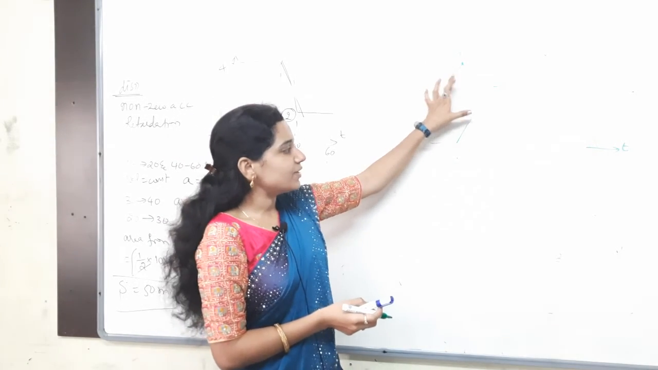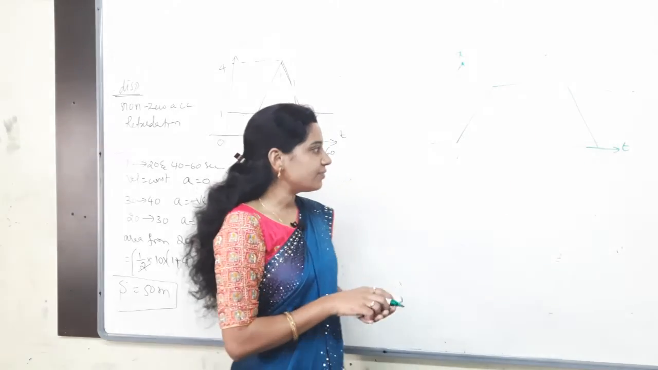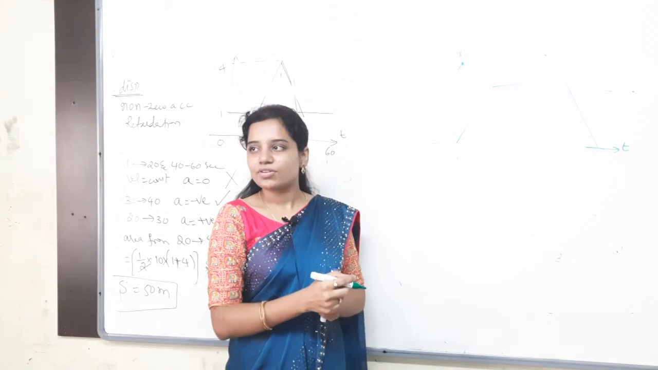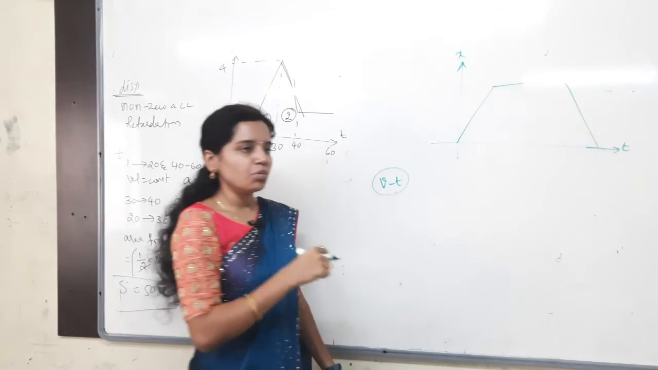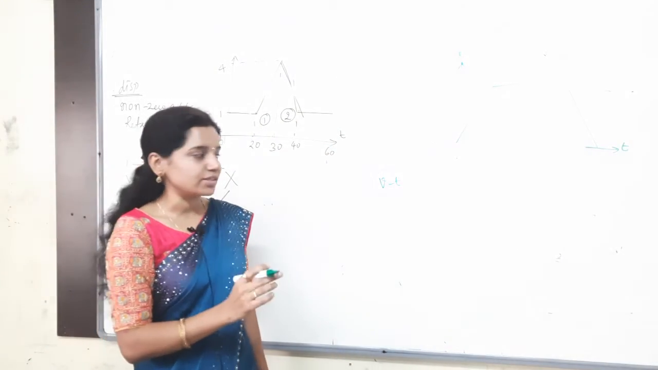Here they have given an xt graph. For the xt graph, what options have they given? VT graphs. We'll discuss what happens to the velocity and what happens to the acceleration also.